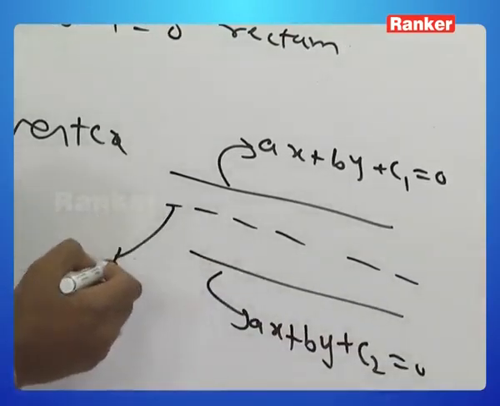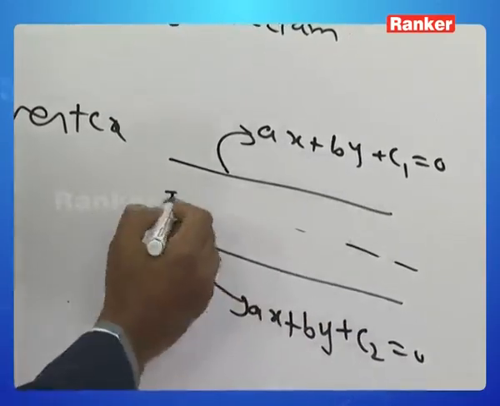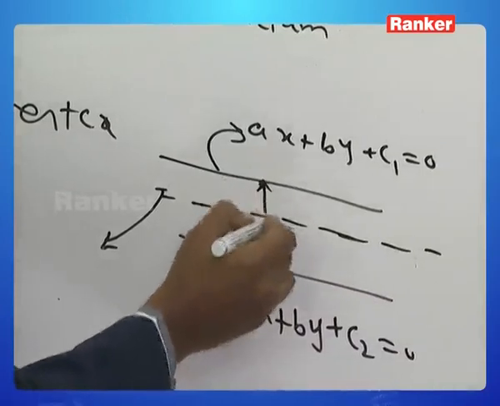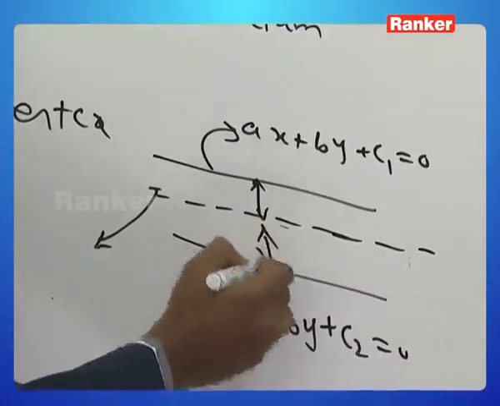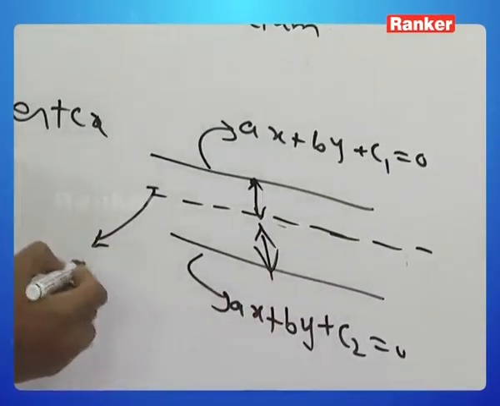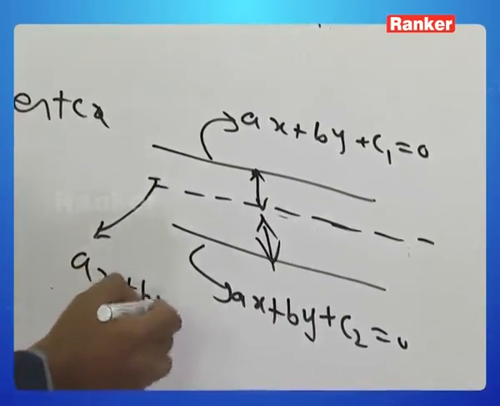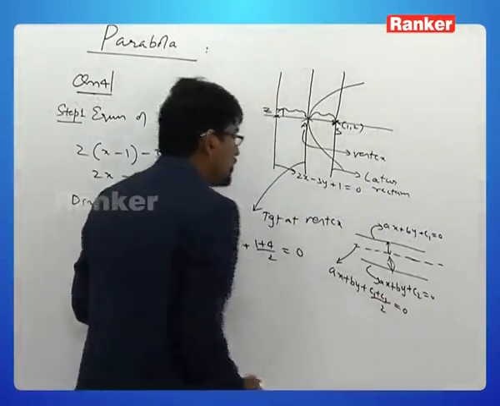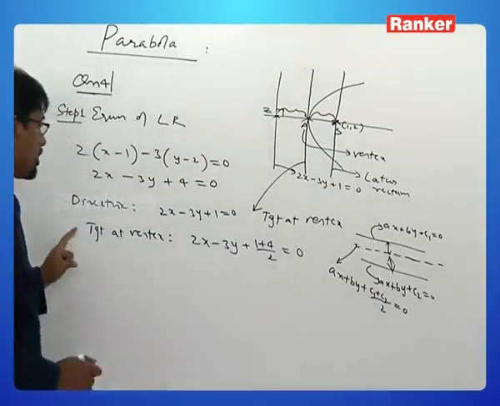A line which is going in the middle and parallel to both of them, and this distance and this distance are the same. That line is given by ax plus by plus (c1 plus c2) by 2 equal to 0. So we are using that fact here.